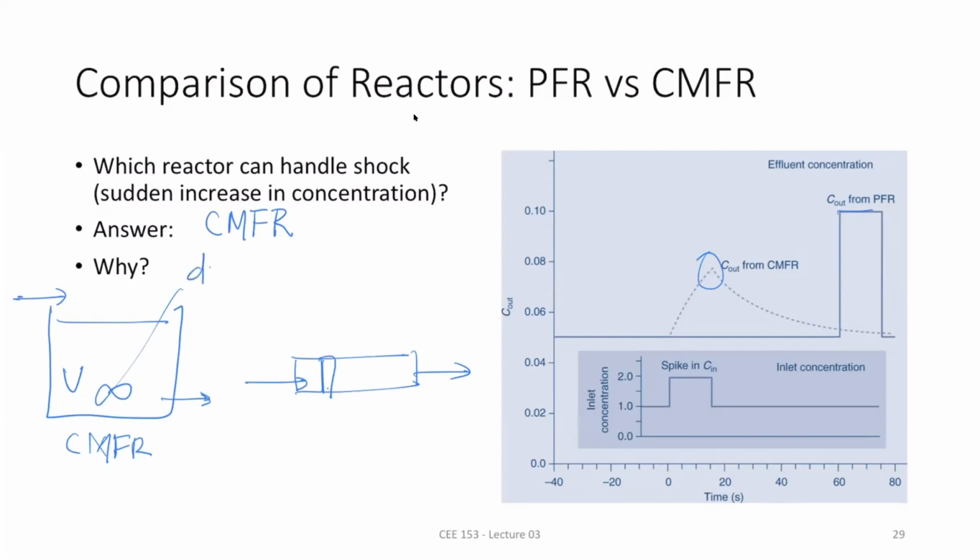The reason is it dilutes the contaminant peak, which is the shock. Okay, so this is the shock. Shock means things suddenly rise very quickly. Because of dilution, the CMFR handles it.